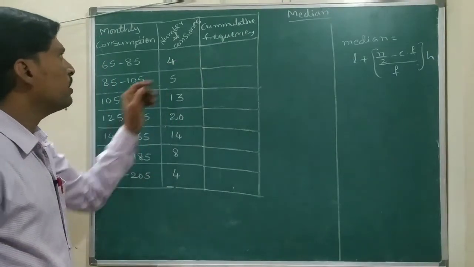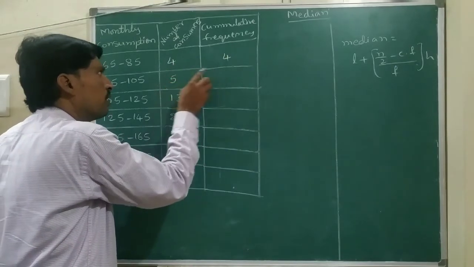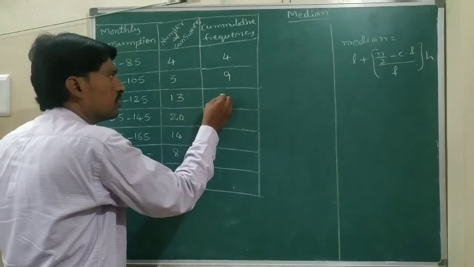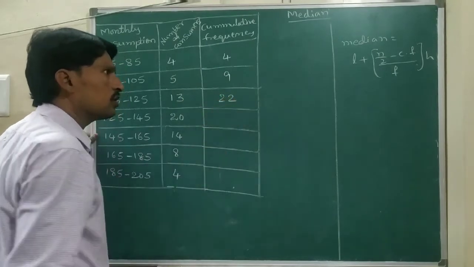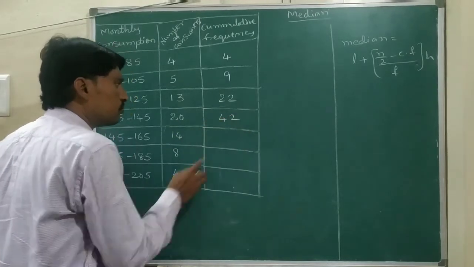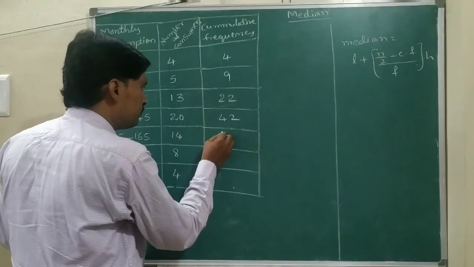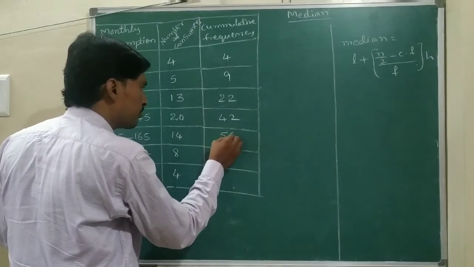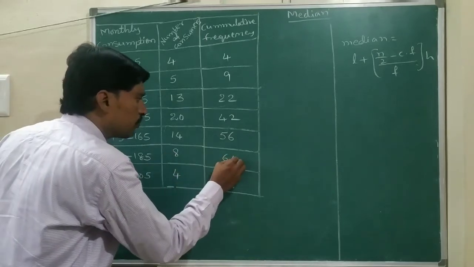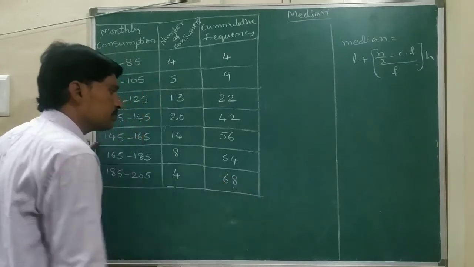So first 4 means 4. Next, 4 plus 5, that is 9. 9 plus 13, that is 22. 22 plus 20, that is 42. 42 plus 14, that is 56. 56 plus 8, 64. And 64 plus 4, that is 68.